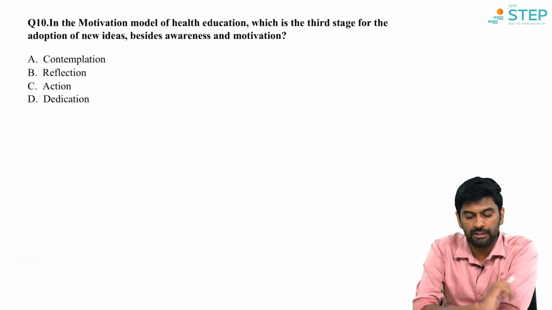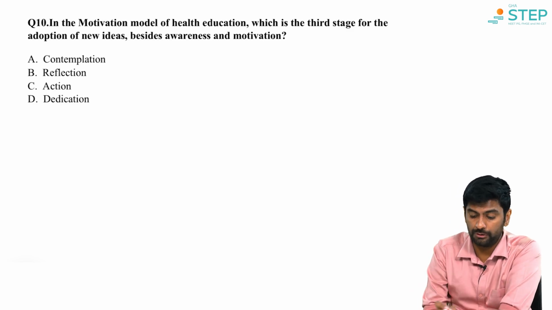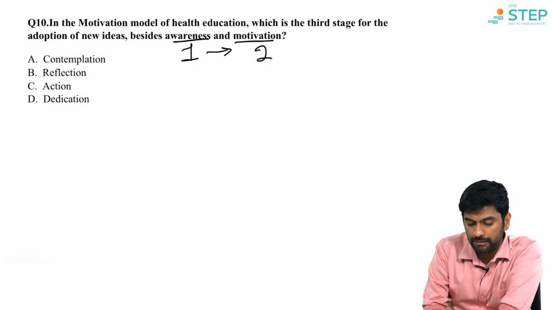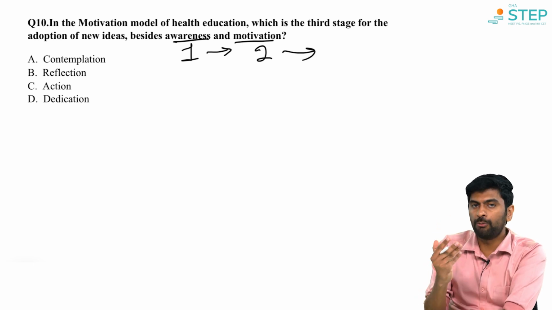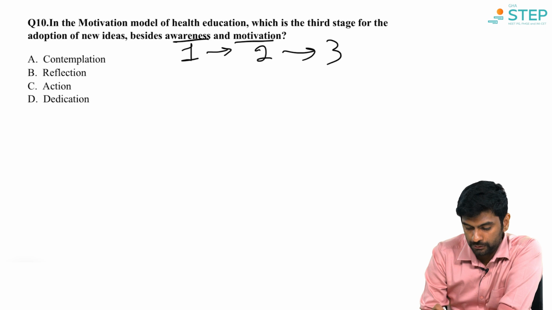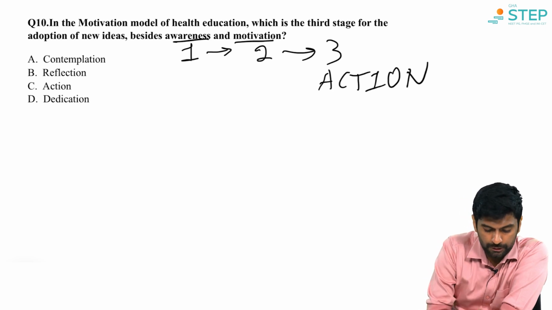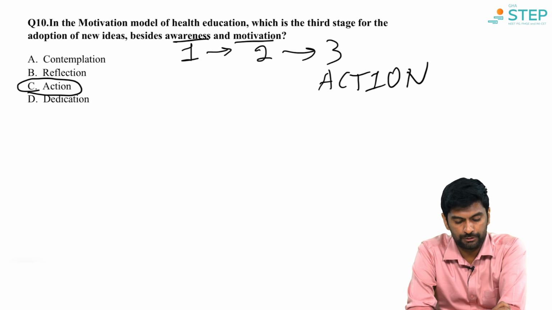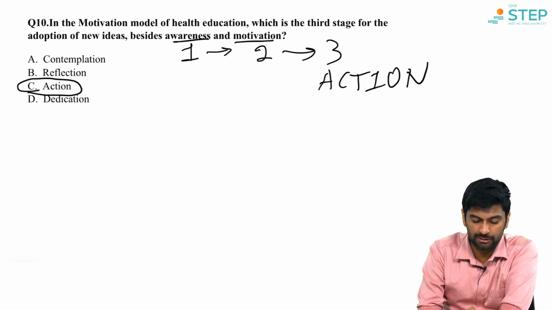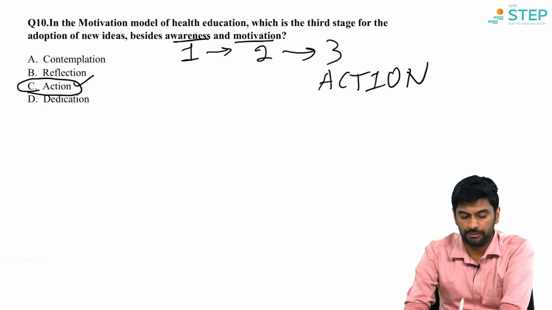Next. The motivation model of health education. What is the third stage for adoption of new ideas? First you get awareness, then followed by motivation. Then the third one, after you're motivated, what do you do? You act. So the answer would be action. So the correct option here would be action. All the other options are not part of the motivation model. So action would be the correct option in this case.